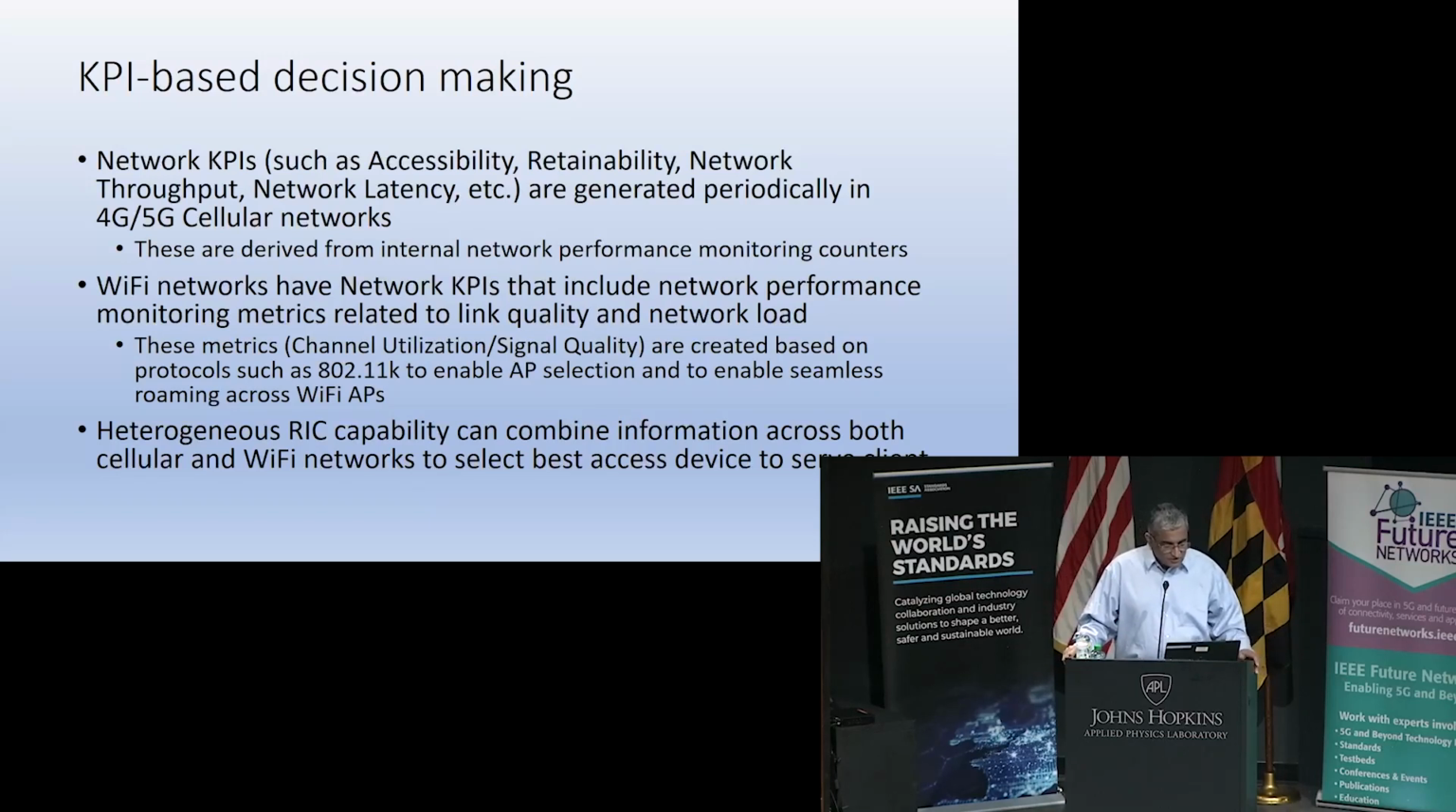Wi-Fi networks also have KPIs with 802.11k. You get information about channel utilization, signal quality, and so on. And client devices make measurements and report information. So that can be used as well. And so a heterogeneous RIC capability can combine information across these kinds of metrics.